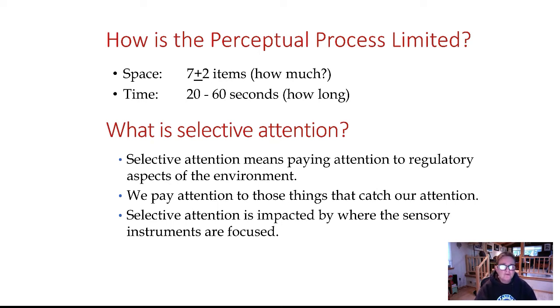Selective attention is also impacted by where our sensory instruments are focused. In other words, where we are orienting our eyes or our ears could affect whether or not we selectively attend to information, because we just might not take it in.